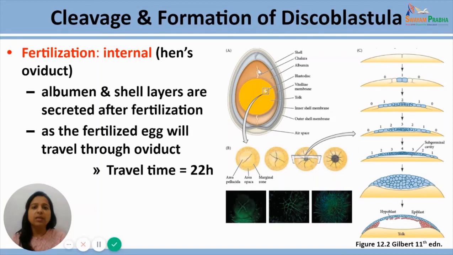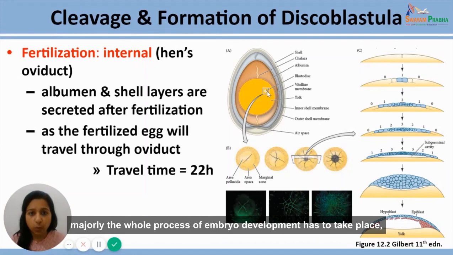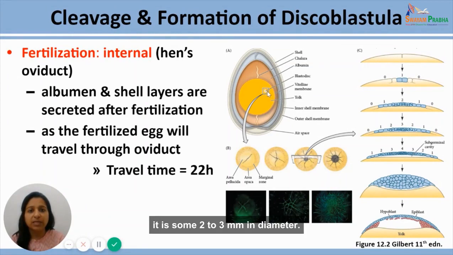This diagram shows the fertilized ovum in which the formation of the blastodisc is there. This blastodisc is the area where majorly the whole process of embryo development has to take place. It is some 2 to 3 mm in diameter. So although the avian eggs are quite large in size, the whole embryological development takes place in this very small region of the blastodisc shown here.